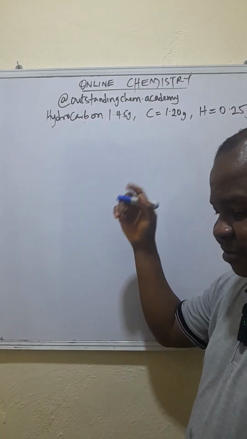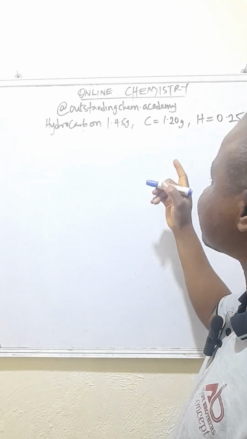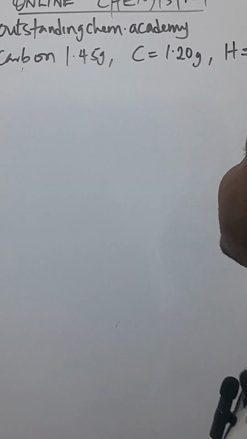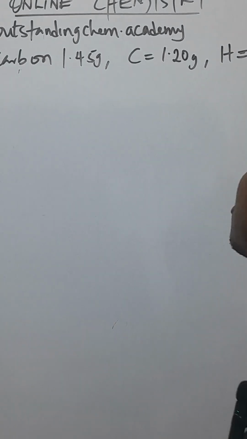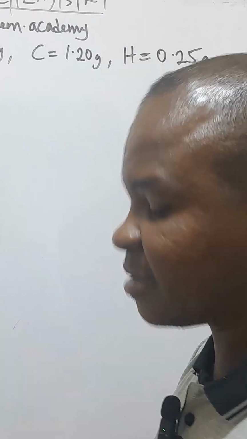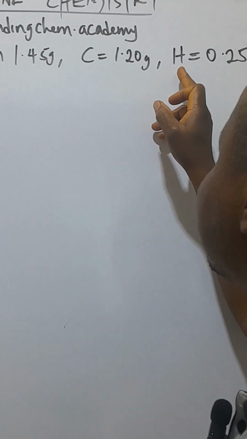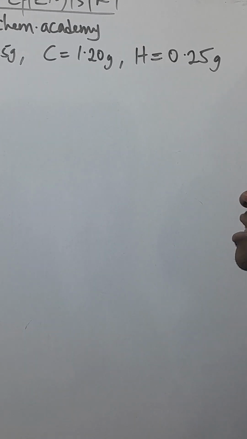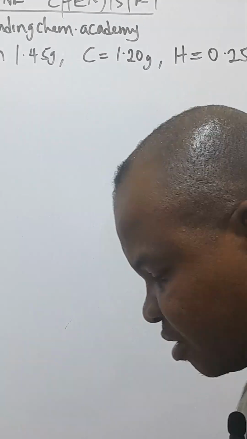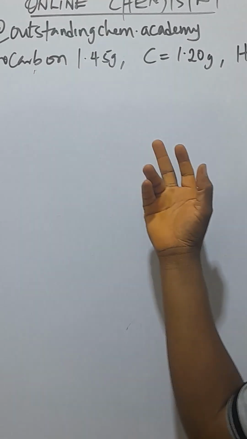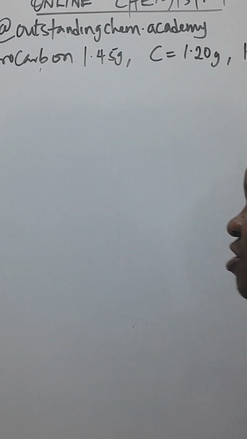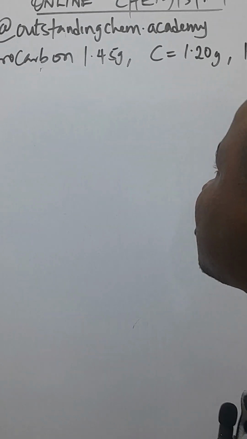The question says the empirical formula of a gaseous hydrocarbon 1.45 gram contains carbon 1.20 gram and contains hydrogen of 0.25 grams. So let's determine the whole number ratio of these elements. Remember, the hydrocarbon contains only hydrogen and carbon. So what do we do?